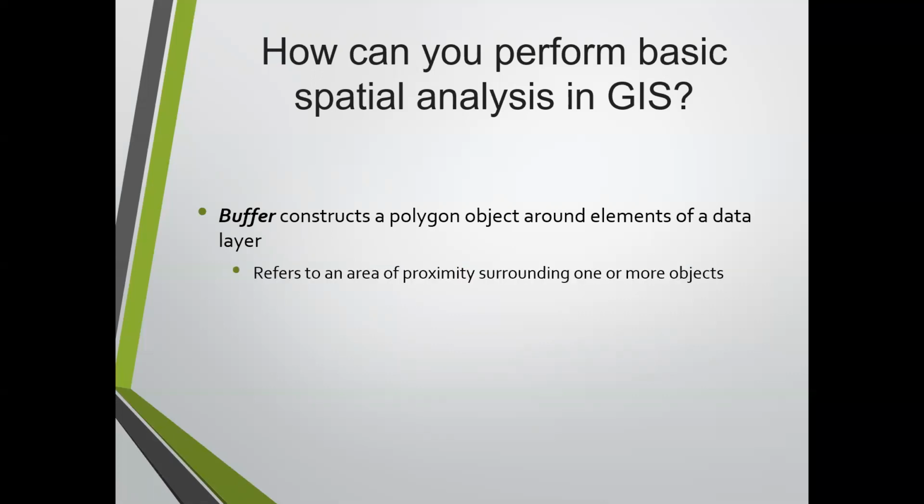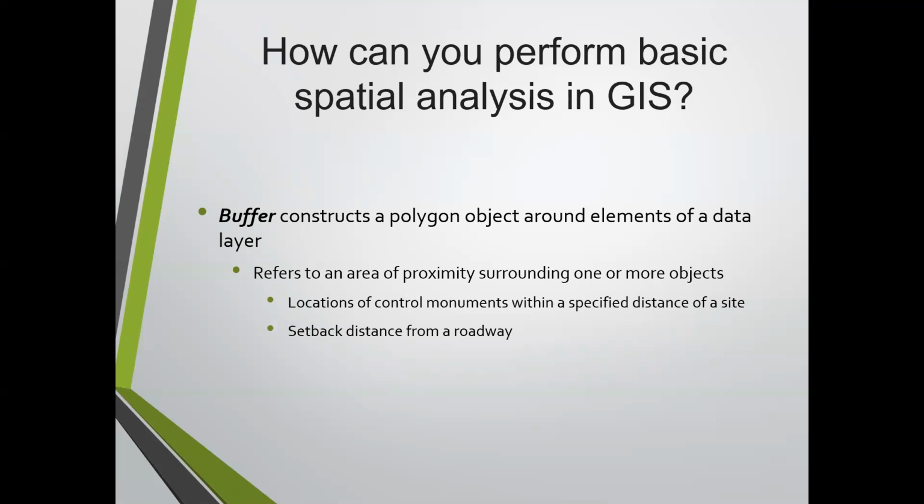So basically this refers to the area of proximity surrounding one or more object types. I'm going to maybe draw some pictures here. What you have is the location of control within a specified distance of a site. If you have a point location, where you're going to be performing your survey, basically latitude and longitude, you're essentially drawing a circle around that, and it's finding everything within that site. A setback distance from a roadway could be an example of a buffer.